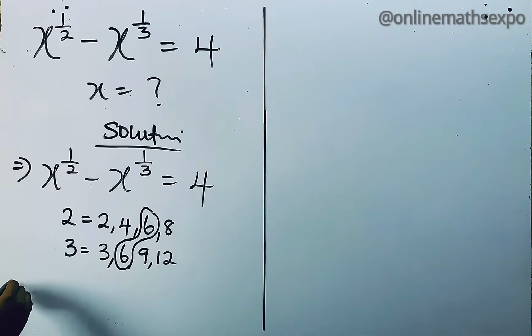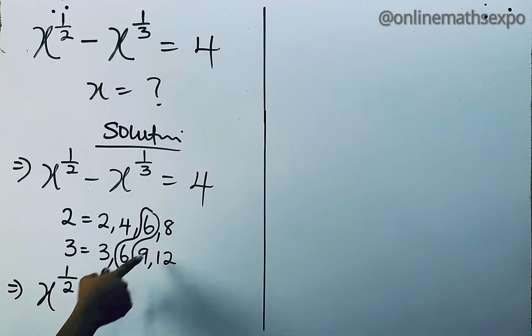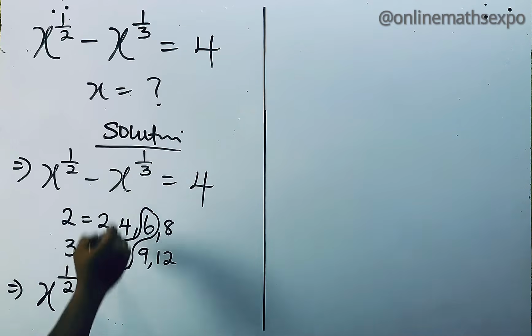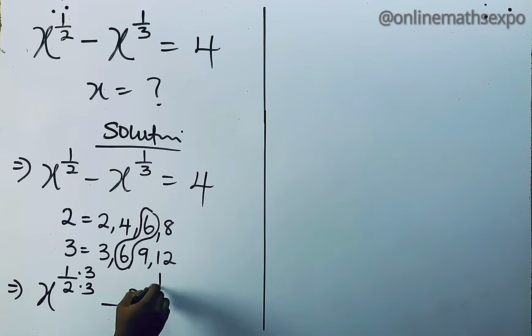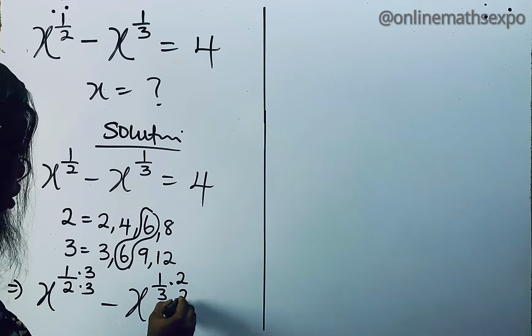In that case, we now have x to the power of 1/2. To make this 6, you multiply this by 3 and this by 3. Then we have minus x to the power of 1/3. Then multiply this by 2 and this also by 2, so that they have the same denominator.